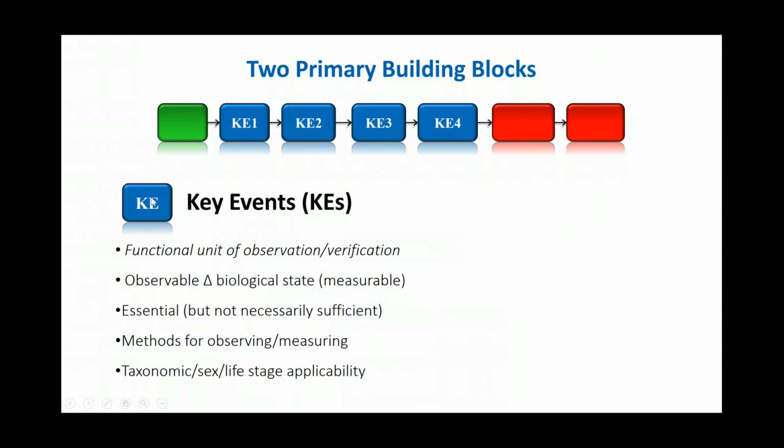Each of the key events, the blocks here, are essential to the adverse outcome pathway, but not necessarily sufficient in and of themselves. And when you're building an AOP, one of the big parts of the job is describing and defining the methods that you would use to observe or measure each of these key events. And then within there, of course, you have to consider things like the taxonomic and sex and life stage applicability.